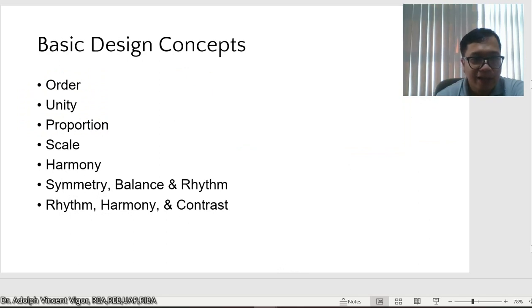Okay, then let's look into basic design concepts. Which are here: order, unity, proportion, scale, harmony, symmetry, balance and rhythm, harmony, and contrast. So when you think about these basic design concepts, I want you to remember your lessons in theory of architecture because it's really applicable in your design also.